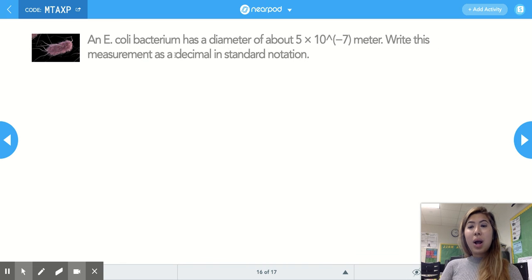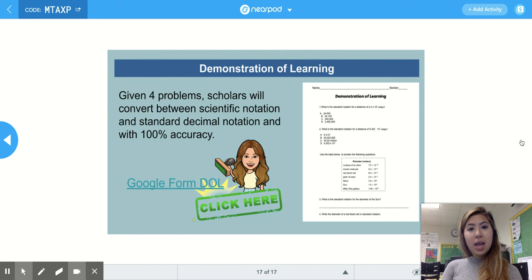Our next problem is an E. coli bacterium has a diameter of about 5 times 10 to the power of negative 7 meters. Write this measurement as a decimal in standard notation. And lastly, your DOL is a Google form.